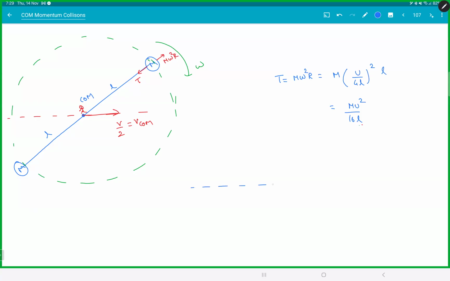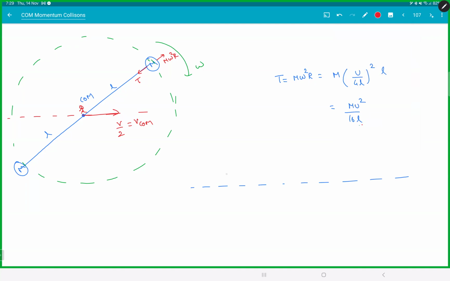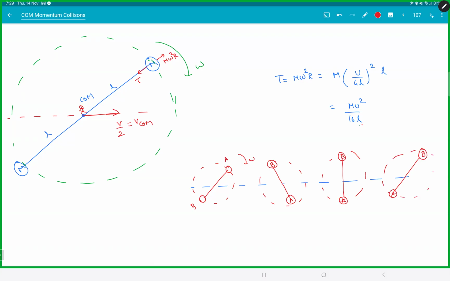So if you look at this whole path after some time, this is how this would go. So initially they're like this, A and B. They're rotating like this. So after some time, A will come here, B will be here. After some time, A will become like this, B will become like this. After some time, A will be like this and B will be like this and so on. They're going forward and rotating. The motion never stops.